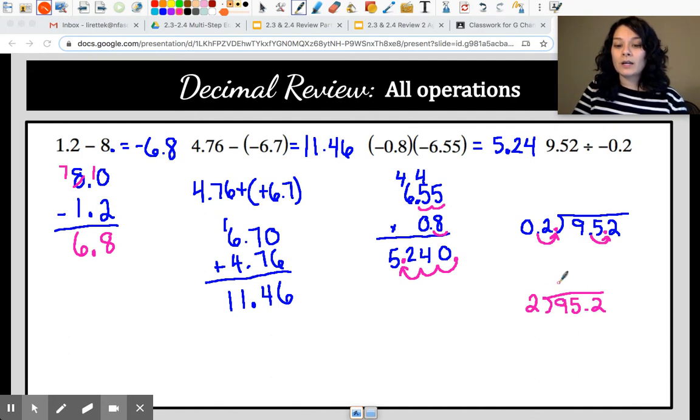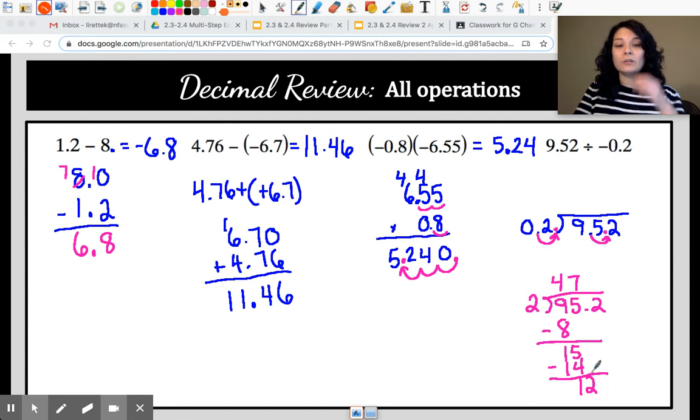2 goes into 9 4 times. I multiply and get my product. I subtract, get my difference. Bring any number that's still left down. 2 goes into 15 7 times. I multiply and get my product. I subtract and get my difference. The remaining number comes down. 2 goes into 12 6 times. And hopefully you know that's without a remainder. So now I've got my quotient.